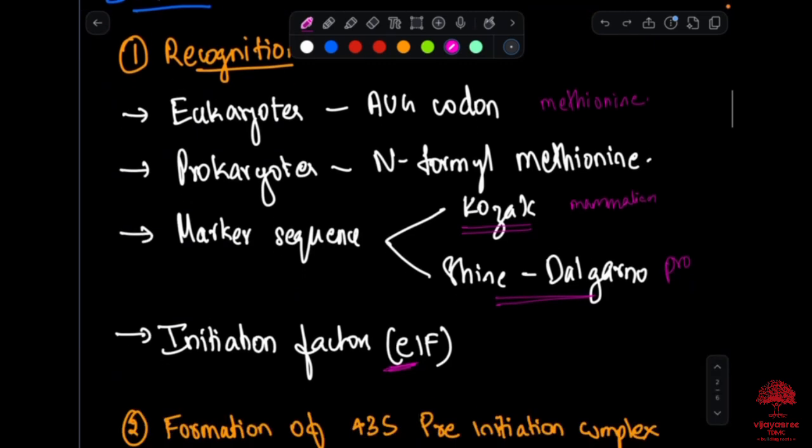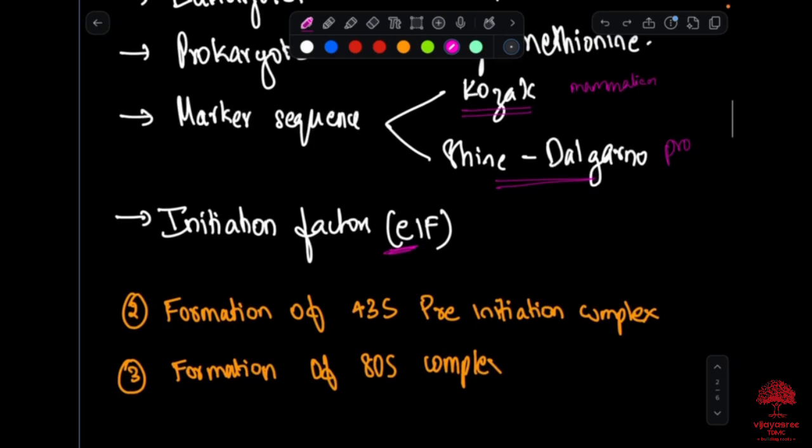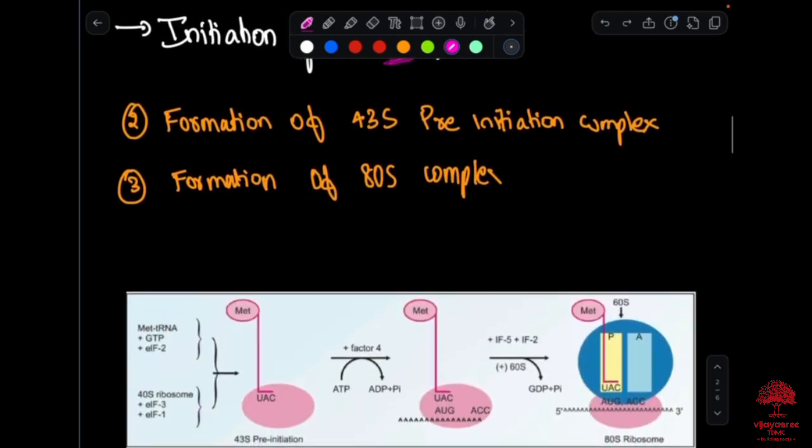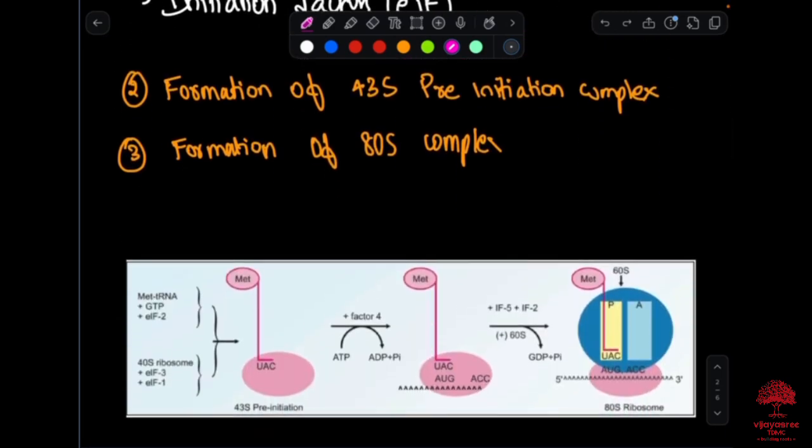Next is the step where the formation of the 43S pre-initiation complex takes place. We can understand this from the diagram. Here we have the met-tRNA, GTP, and initiation factor 2. All of this will together form a complex, and then they will bind to the 40S ribosome with the help of initiation factors 3 and 1. Then they will together form the 43S pre-initiation complex.